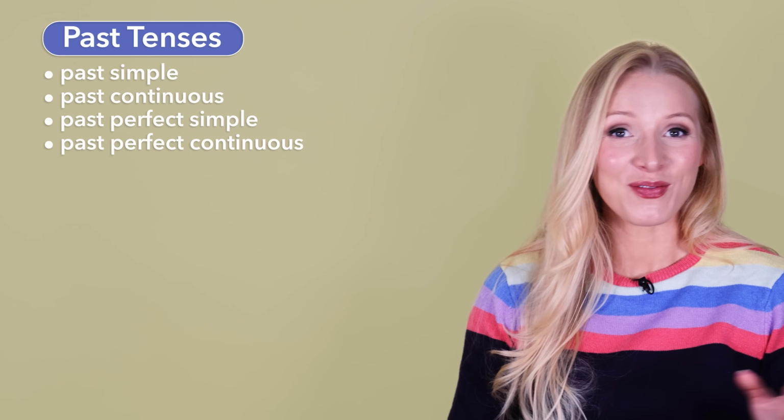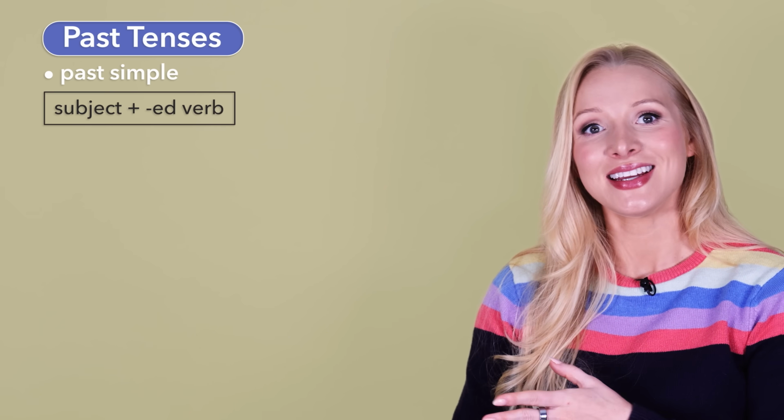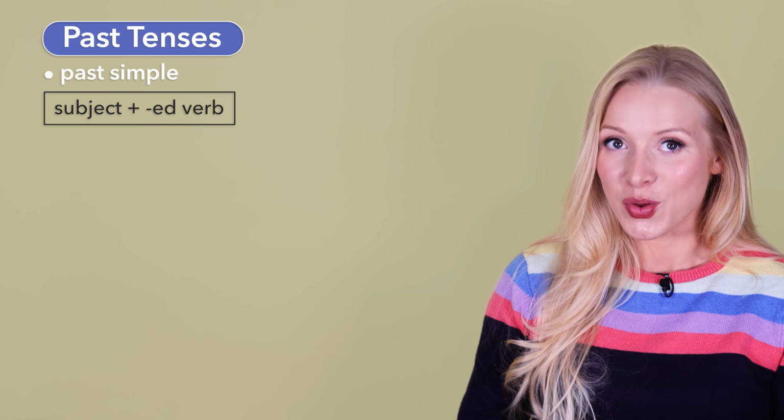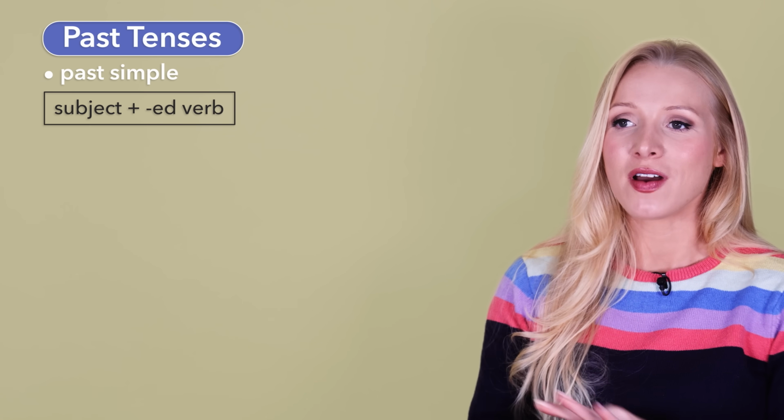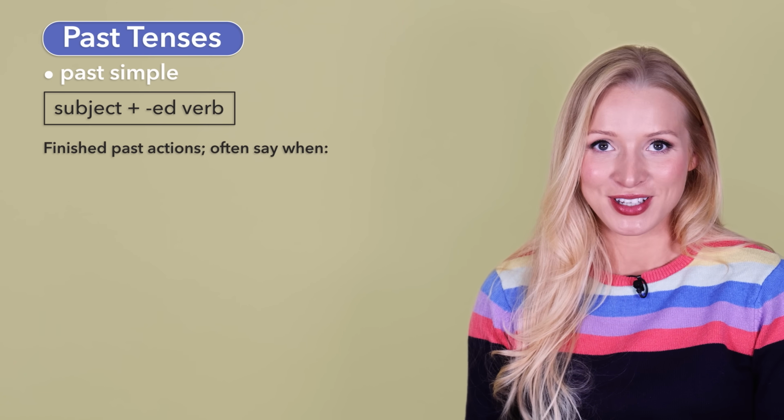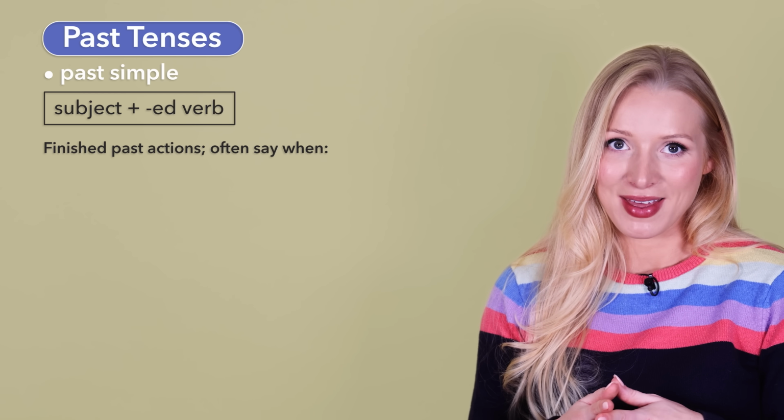Okay, let's move on to the 4 past tenses. First, the past simple, formed by adding ed to regular verbs. We use the past simple to talk about finished past actions. We often say when something happened.